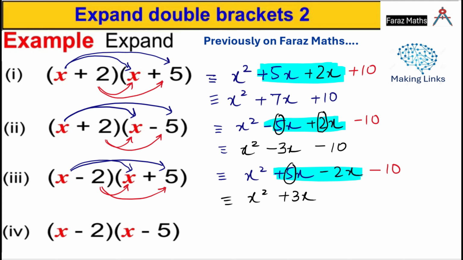And in subtraction, we always use the sign of the bigger number. So which one is bigger? If you just compare 5 and 2, 5 is bigger than 2 and we are using its sign. That's a technique over there. And x squared plus 3x minus 10 is our answer.